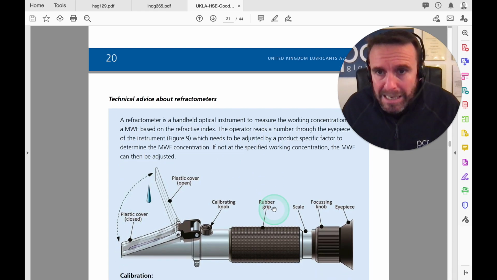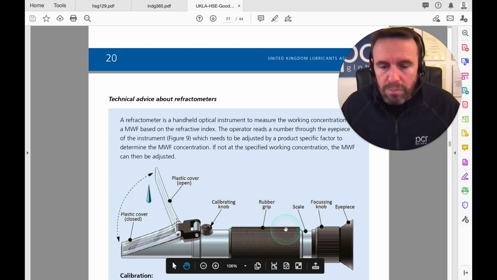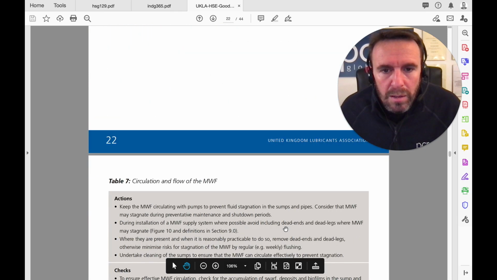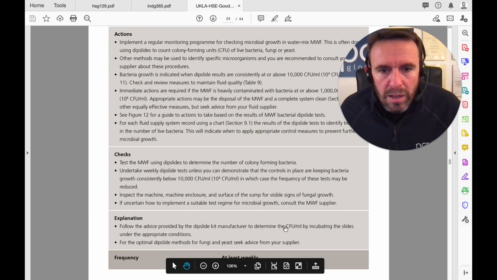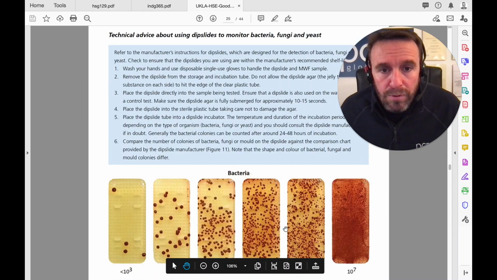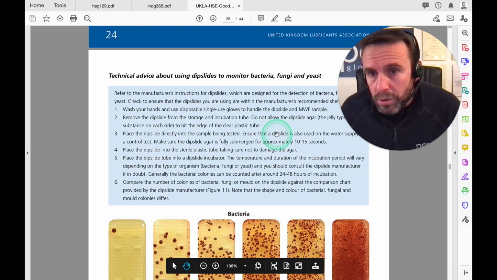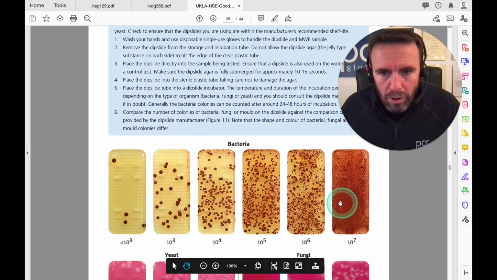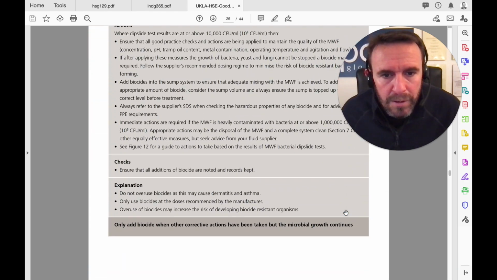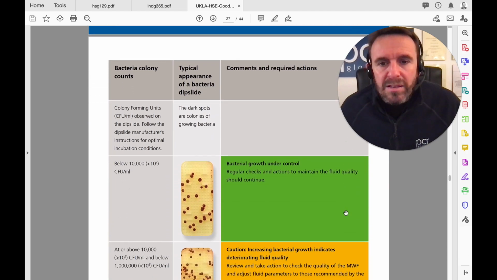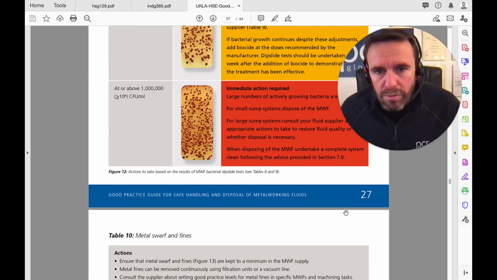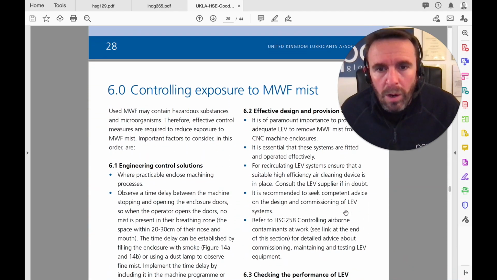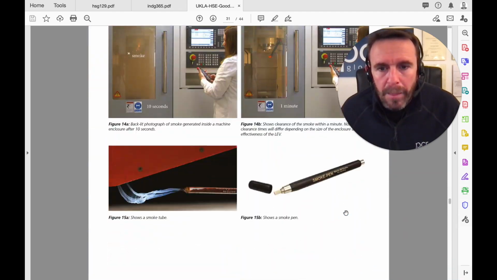Again, you can buy kits that include everything you need. I will show you later on. And what I want to get to is the use of, here's actually about the dip slides. When you're monitoring the bacteria, the fungi and the yeast, this is what we're looking for. We're not looking for any concentrations like that. Hence, this has to be done on a regular basis. If you don't do it on a regular basis, then you are breaking the law. It is as simple as that.